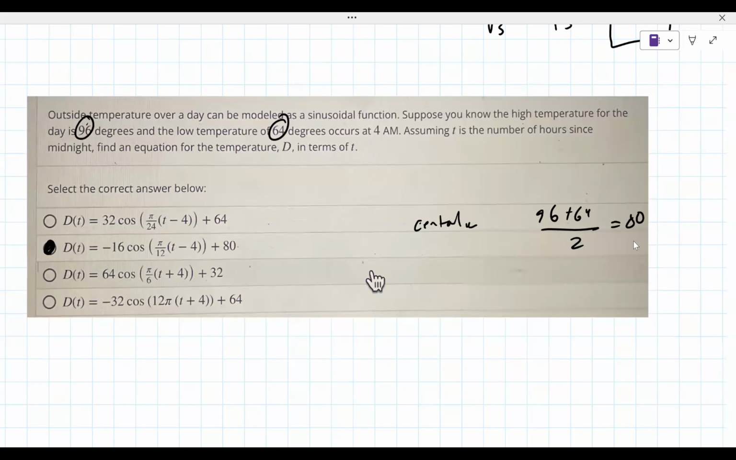No, wait, that could be wrong here. No, that's correct. That should be the right one. You're fine, go with that one. All right. All right, let me see.